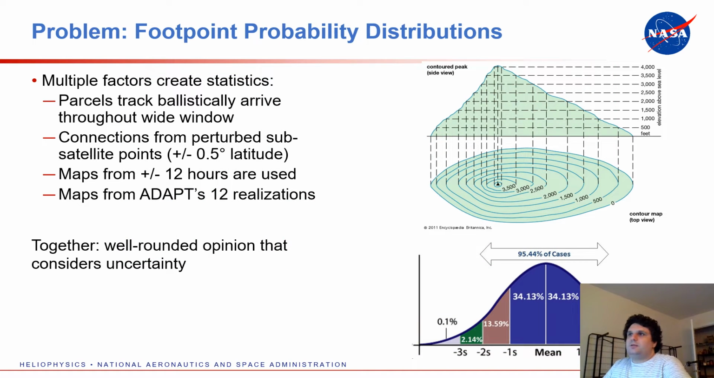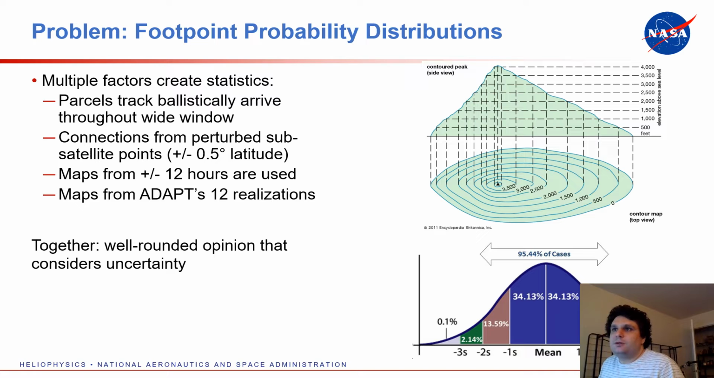So I'm going to go back a little bit into discussing what we do with modeling as footpoint probability distributions. So we talked about different theoretical reasons there's going to be uncertainty in the calculation, and now I'm going to say the specific things that go into the varied dimensions which generate all the statistics that we have.